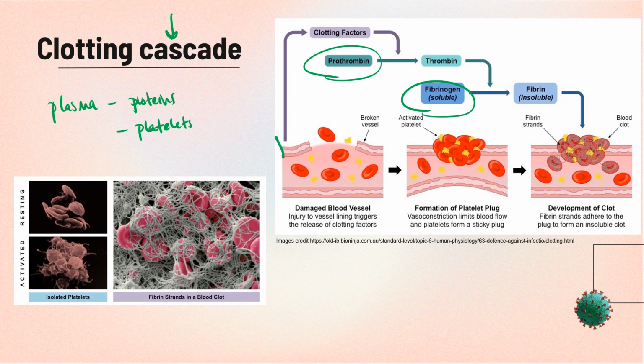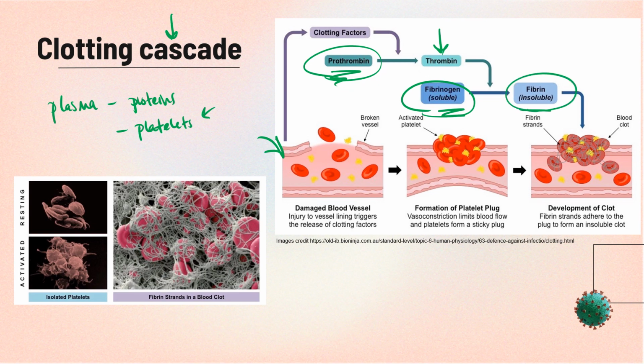When there is a wound, the wound is going to release some clotting factors. Those clotting factors, in addition to the platelets, are going to catalyze the conversion of prothrombin into thrombin. That thrombin is the active version of this enzyme that is then going to catalyze the conversion of fibrinogen into fibrin.